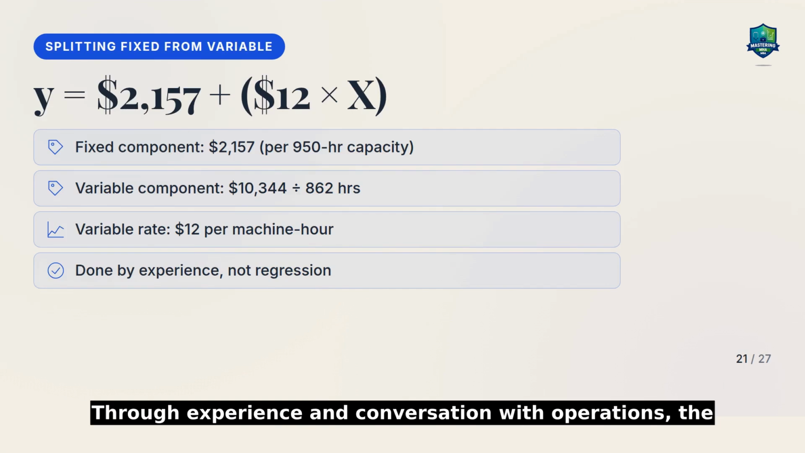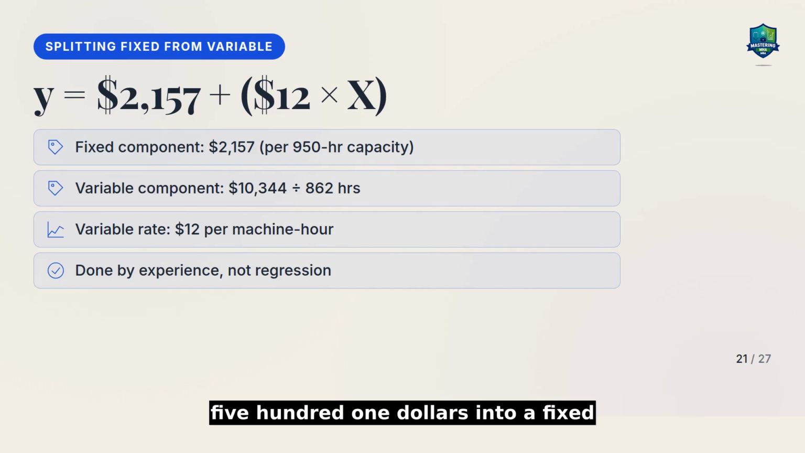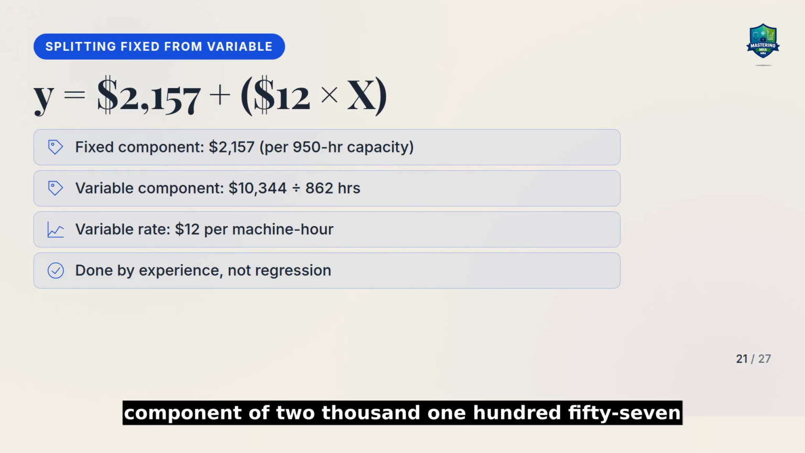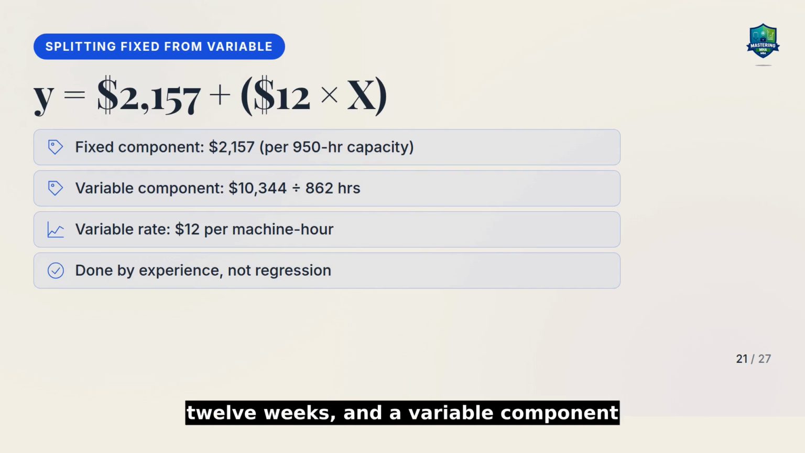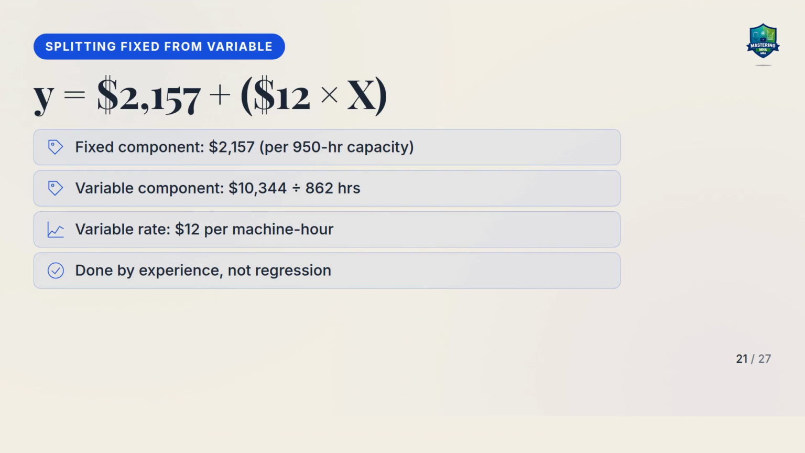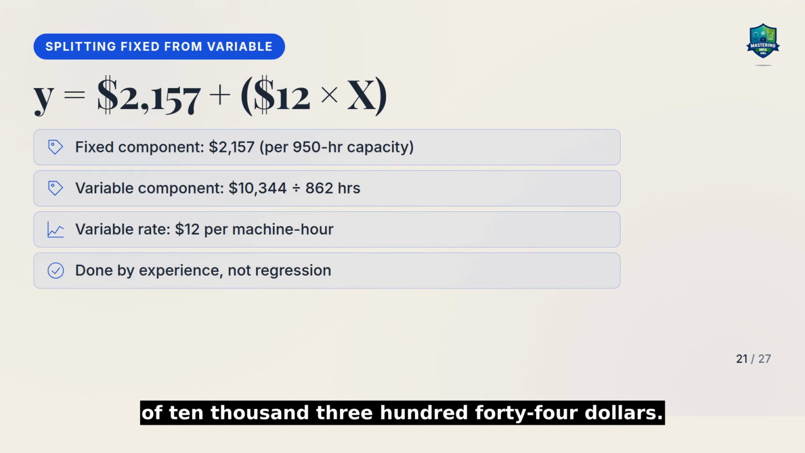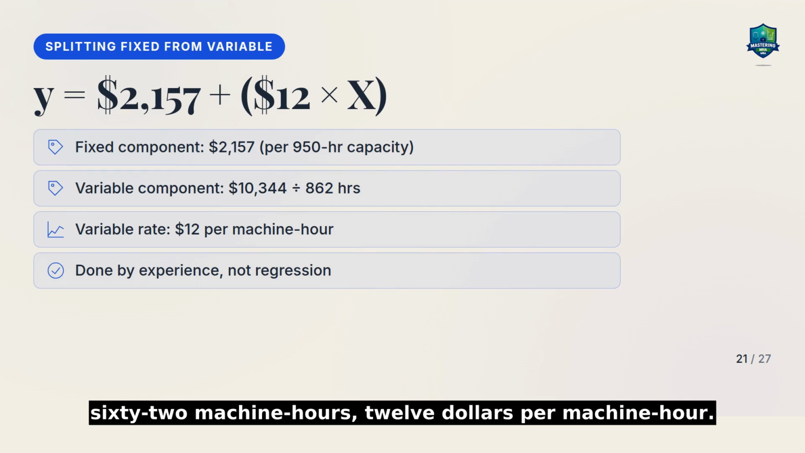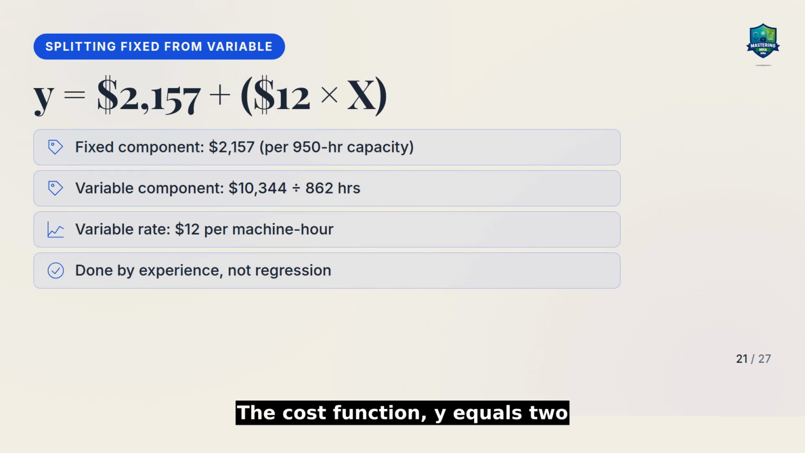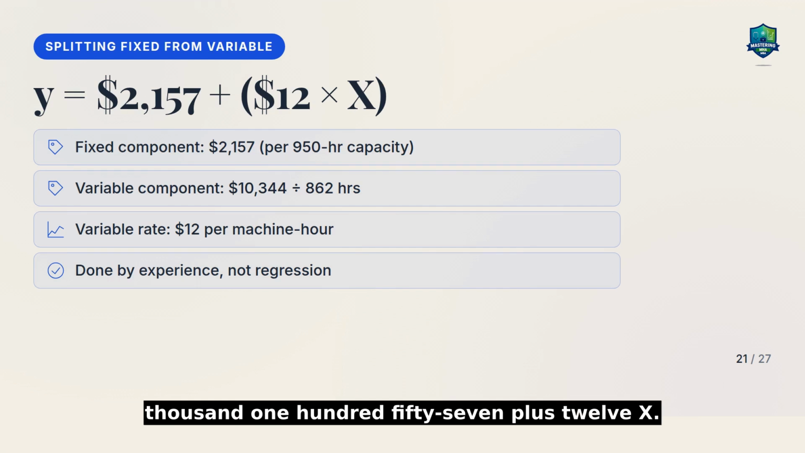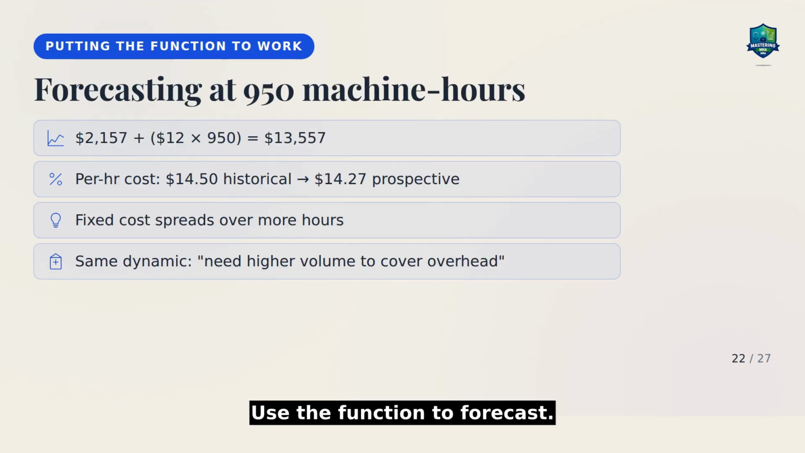Through experience and conversation with operations, the manager and accountant separate the $12,501 into a fixed component of $2,157 based on the cell's 950 hours of capacity over those 12 weeks, and a variable component of $10,344. The variable rate is 10,344 divided by 862 machine hours, $12 per machine hour. The cost function, y equals 2,157 plus 12x.